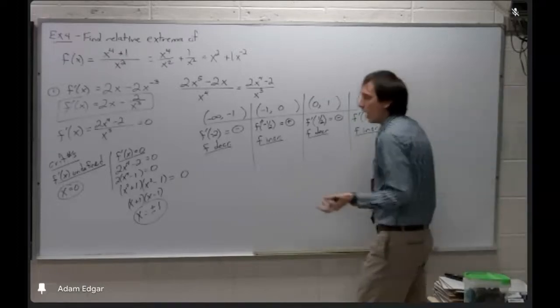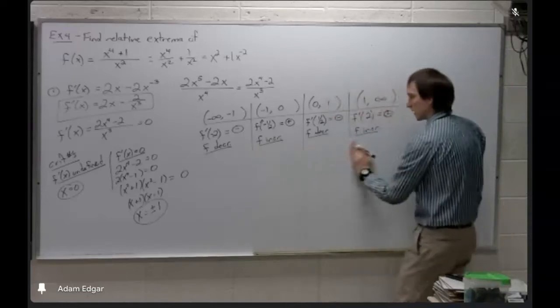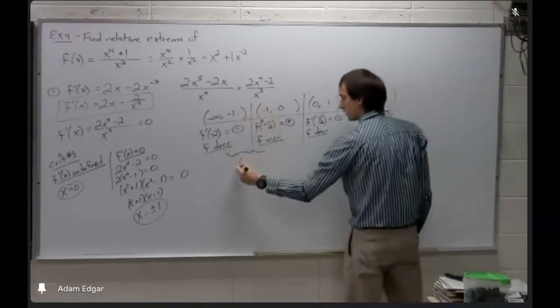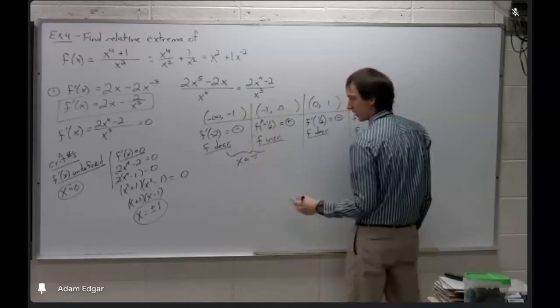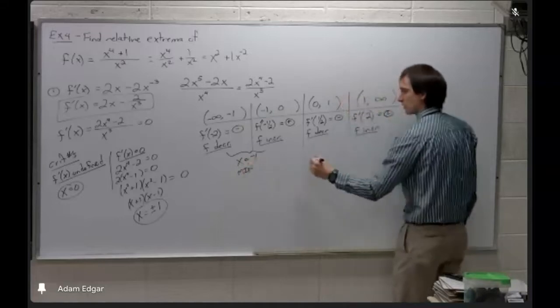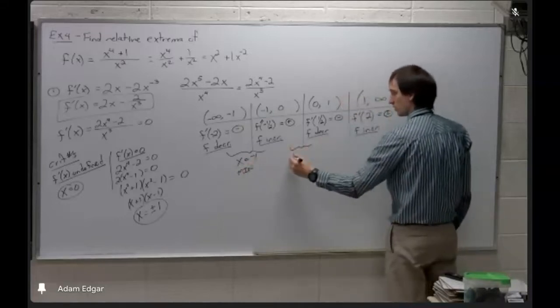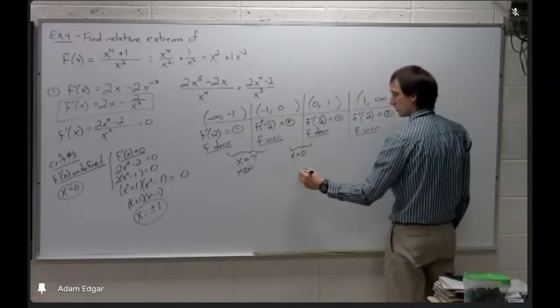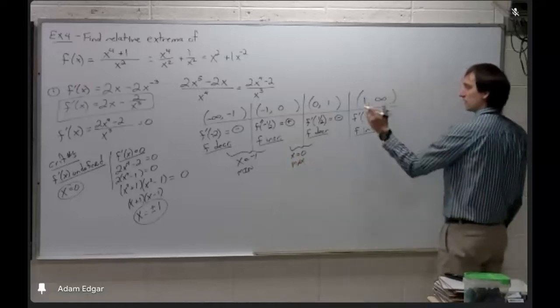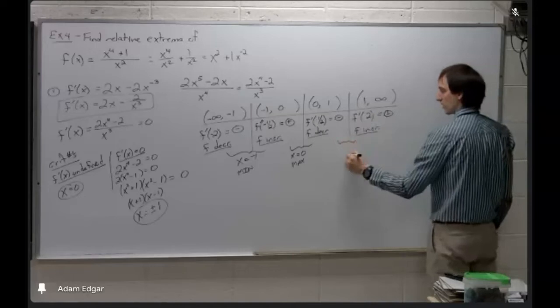All right, so we're getting near the end here. At -1, max or min or neither? Min. At 0, max or min or neither? Max. Maybe, we'll come back to that. At this last one, max or min or neither? Min.